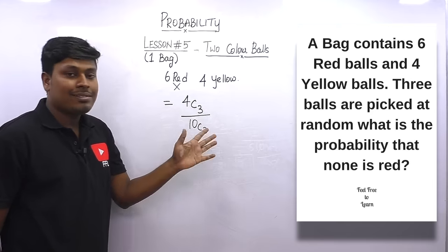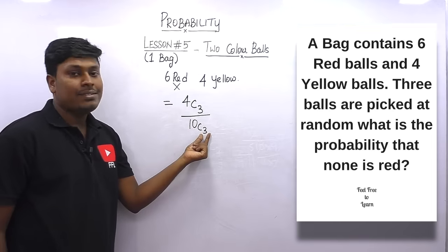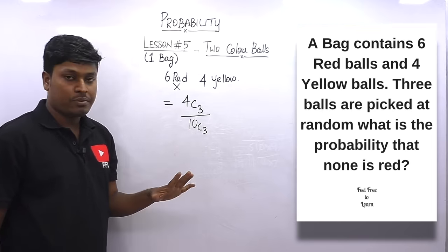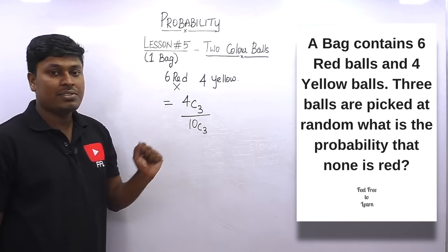But the denominator is the same for all the questions. 10 is the total number of balls. 3 balls picked, so 10C3. If it is 4 balls picked, 10C4. So the denominator is always the same, but the numerator will be different based on the questions, right?